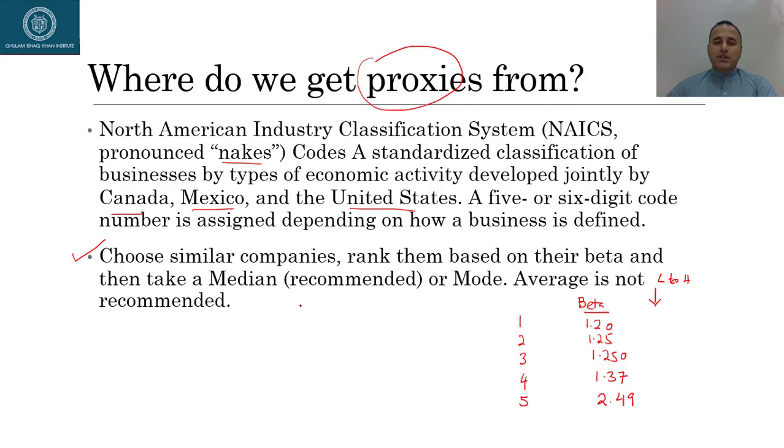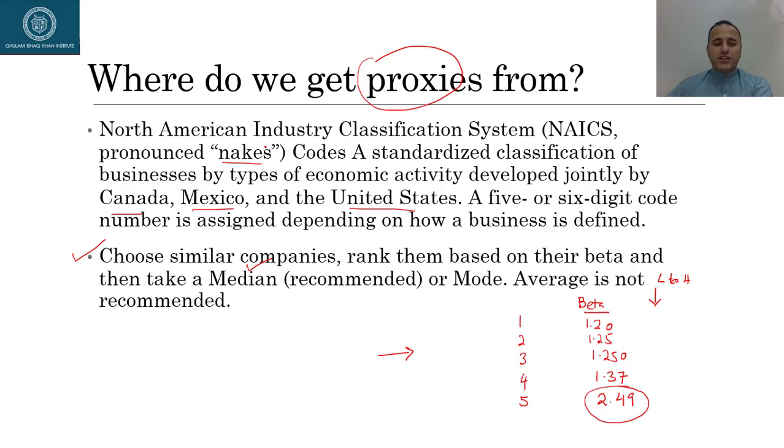Mode is also acceptable, but the most recommended one is median. They do not encourage average, although this one is also a measure of central tendency. The reason they do not recommend average is that average is sensitive to extreme values. So average actually moves toward extreme values. That's why the evaluation methods do not recommend averaging out betas. They recommend median.